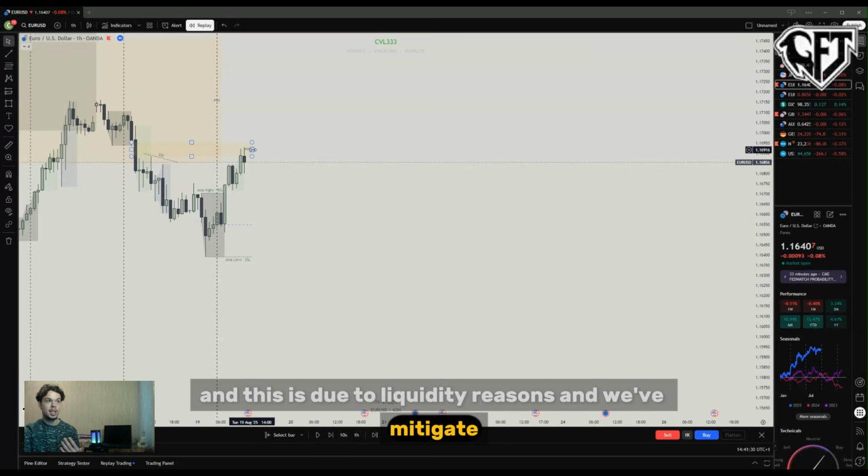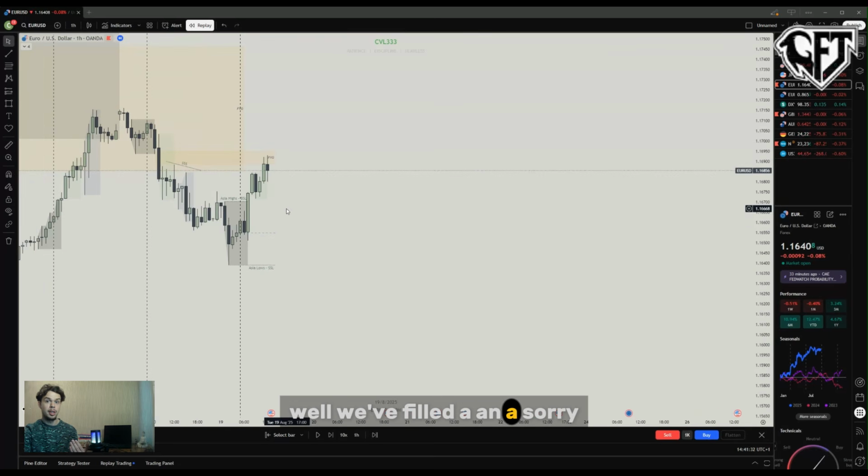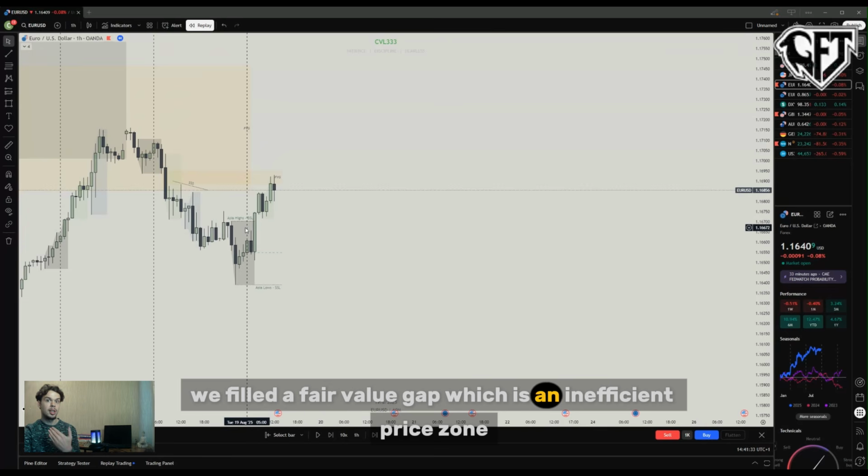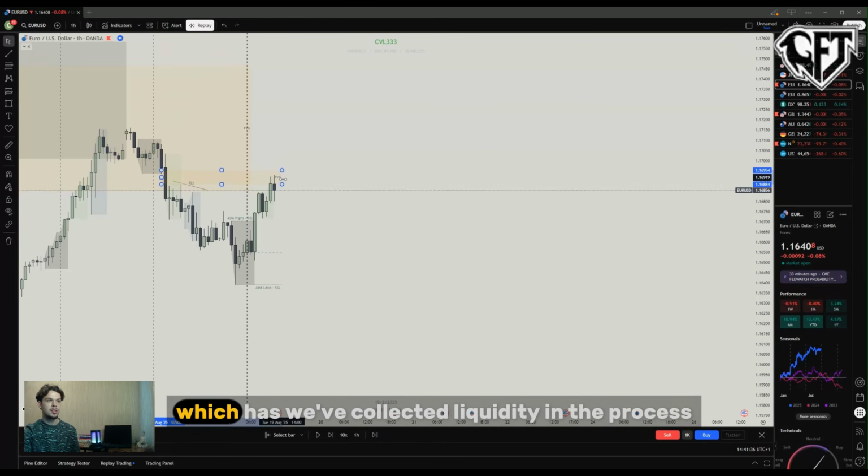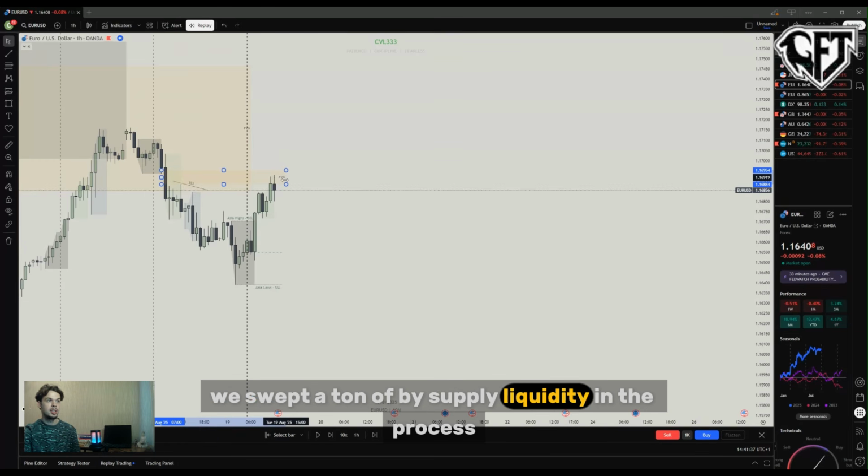We've filled a fair value gap, which is an inefficient price zone. We've made it efficient again, and we've collected liquidity in the process. We swept a ton of buy stop liquidity in the process.